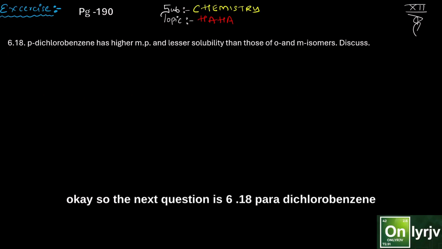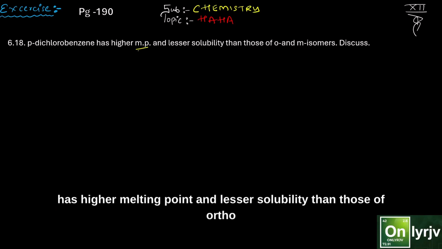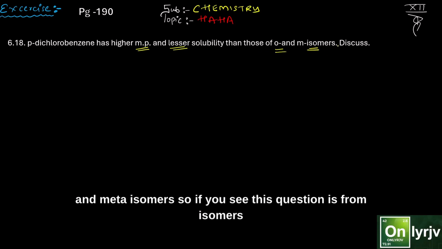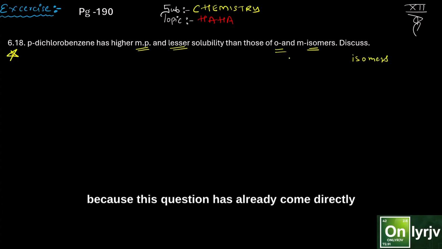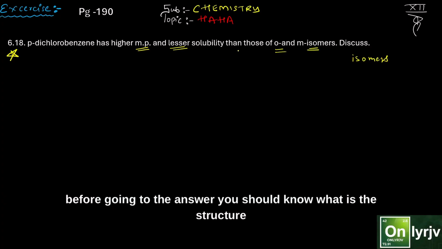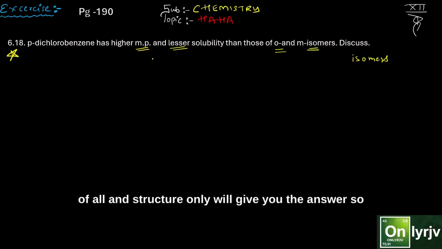Okay, so the next question is 6.18: para-dichlorobenzene has higher melting point and lesser solubility than those of ortho and meta isomers. So if you see, this question is from isomers, and this is an important question. You can put a star mark because this question has already come directly as it is in the CBSE board exam PYQ. So before going to the answer, you should know what is the structure of all, and structure only will give you the answer.